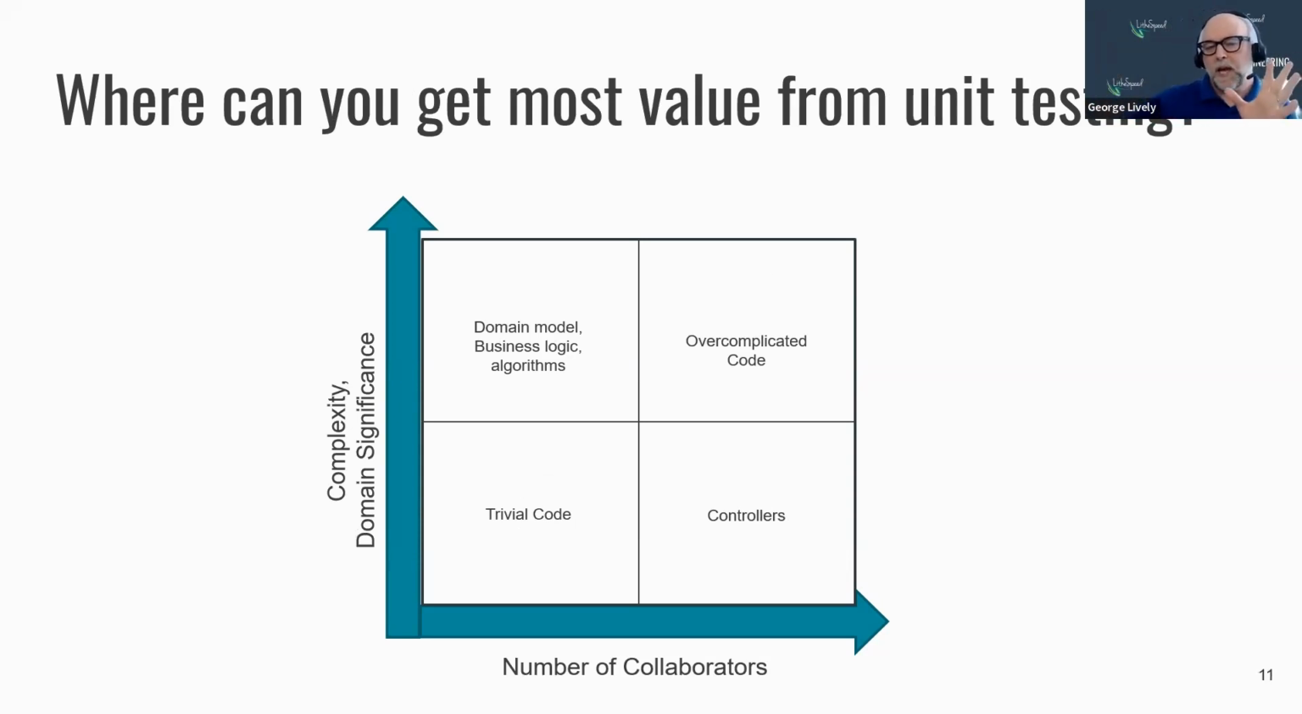So within that quadrant, we want to figure out where can we get the most value from the unit testing. And even within the parts of the code that are undergoing the most change, there are going to be some areas that would provide some different value for us as well. So the two dimensions that we're going to be concerned with here are the level of complexity, some domain significance, and the number of collaborators.